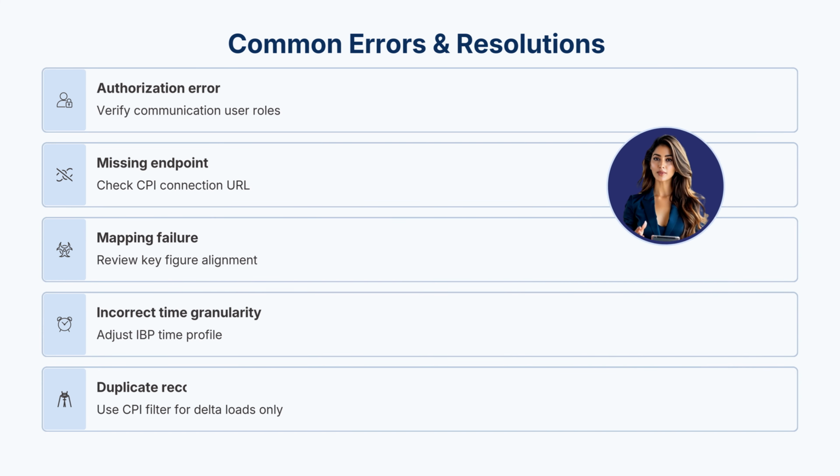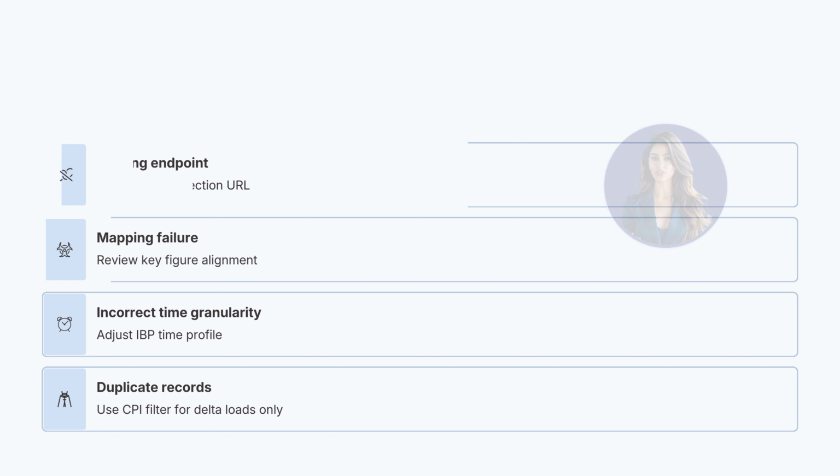Common errors and resolutions. When errors occur, if authorization fails, verify communication user roles. If connection fails, check CPI endpoint and service key. Mapping errors, review key figure alignment. Incorrect time granularity, adjust IBP time profiles. Duplicate entries, activate delta replication in CPI filters. Every issue is traceable with proper monitoring discipline.